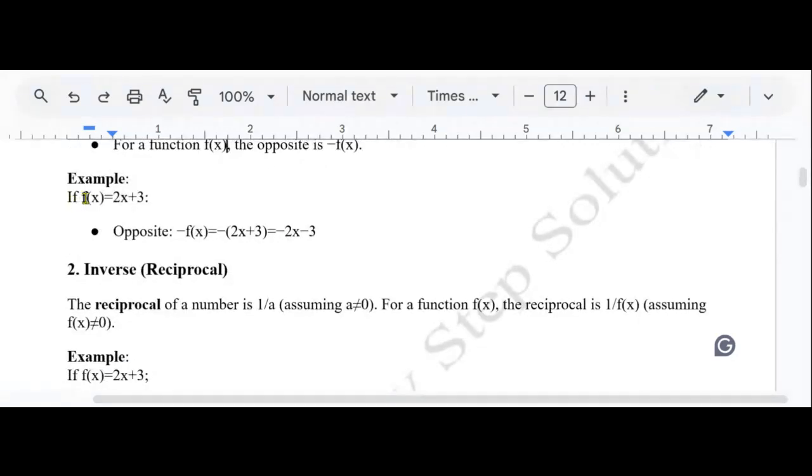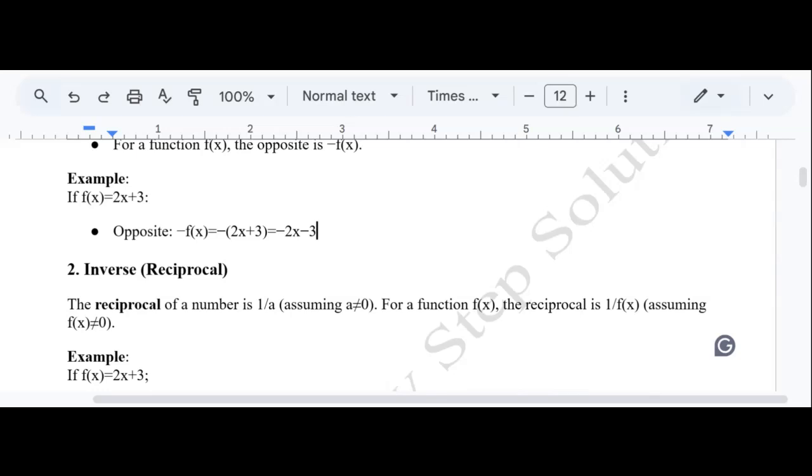For example, if I say f of x equals 2x plus 3, the opposite is going to be the negative outside. So I put the negative outside, correct? And then you multiply the negative again inside, distribution, and that should give you what? Negative 2x, negative 3. Okay, that's the opposite. I didn't touch the inverse.